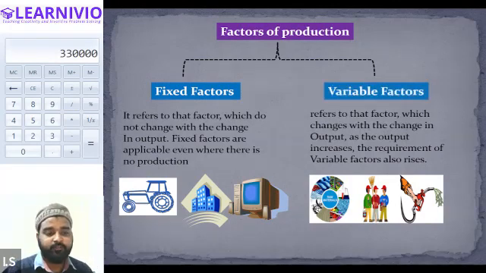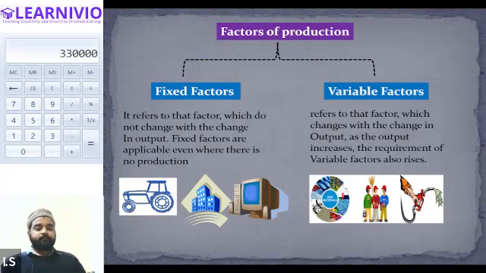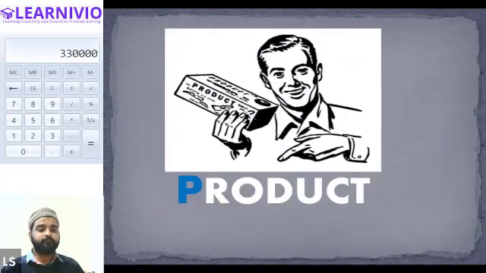Similarly, variable factors are those factors that keep on changing with the change in the level of output. If output increases, the variable factor increases, and vice versa.